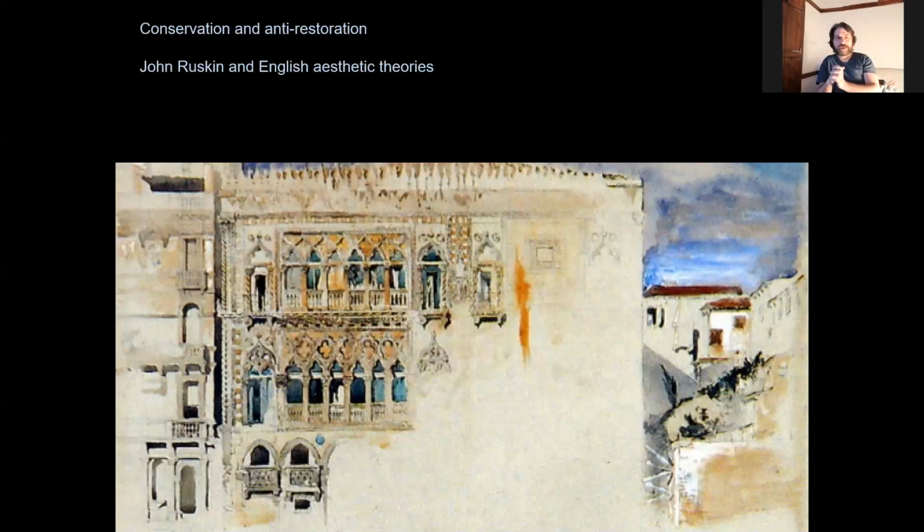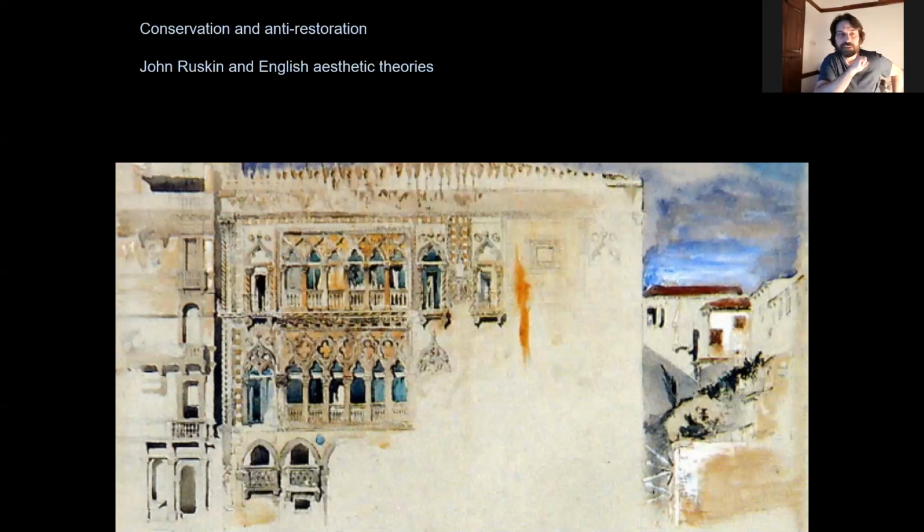So, as John Ruskin's approach has been accepted by architectural circles, the restoration term in the English language has gained a negative meaning, like giving various harms to the building or the ruins. And in time, it was replaced by the word conservation.